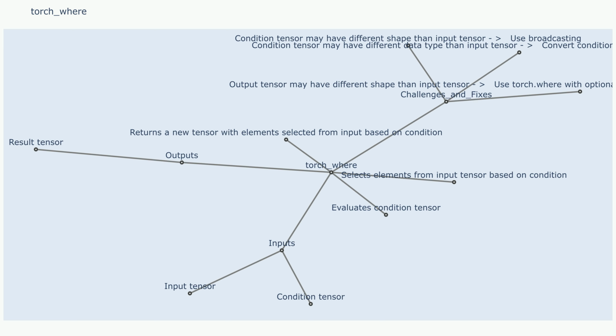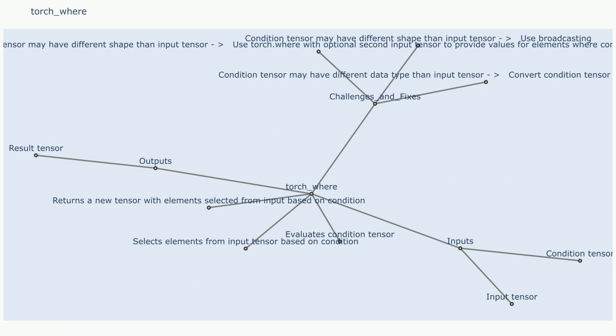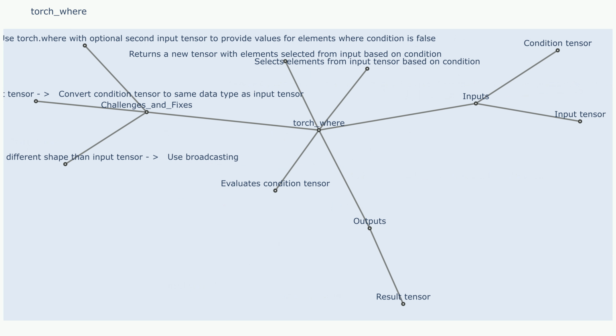torch.where. Description. The torch.where function is a PyTorch operation that returns a tensor of elements selected according to a condition. It is analogous to the if statement in traditional programming languages, allowing you to perform conditional element selection within tensors.